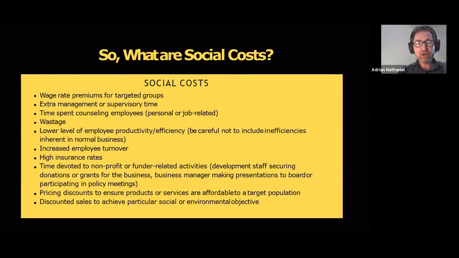So here are some examples of social costs: any wage rate premiums for targeted groups, any extra management or supervisory time required, any time spent counseling employees, any wastage that has occurred, and a lower level of employee productivity or efficiency, or increased employee turnover, which has a cost as well. Any higher insurance rates, or any time devoted to non-profit or fund-related activities. Or you may have pricing discounts to ensure that your products and services are affordable to a target population, or discounted sales in order to achieve a particular social or environmental objective.